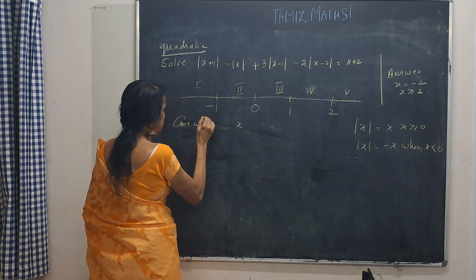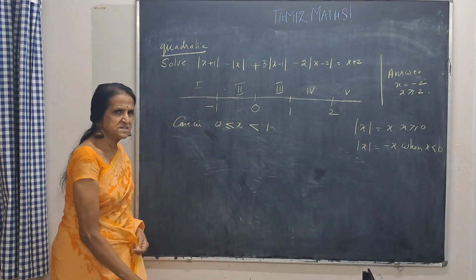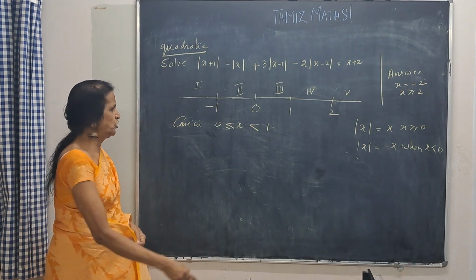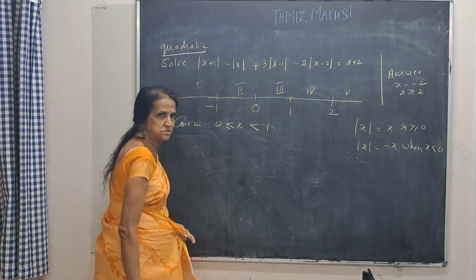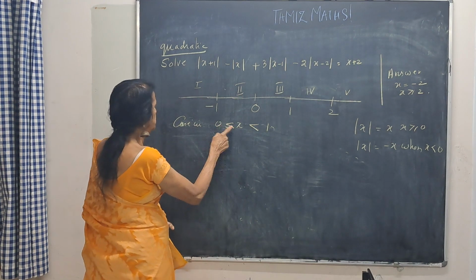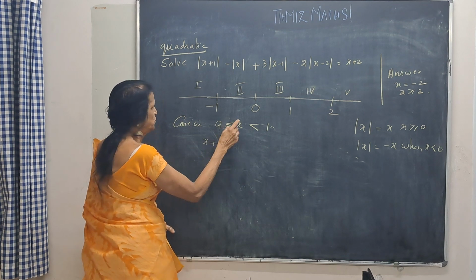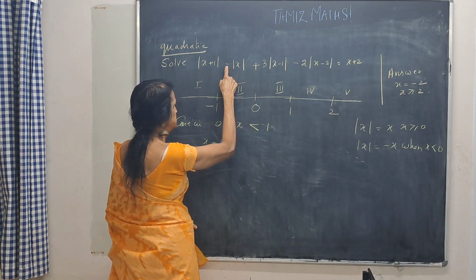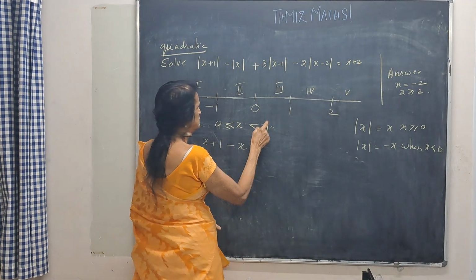Case 3. X lies from 0 to 1. I have not put equal to 1 because at 1 and beyond 1 this will be positive, but in this interval that will be always negative. So 0 to 1, this is positive. With this minus here, it will be minus x. 0 to 1, this will be negative.